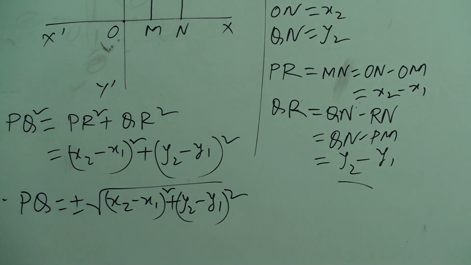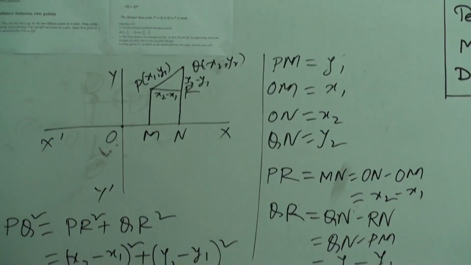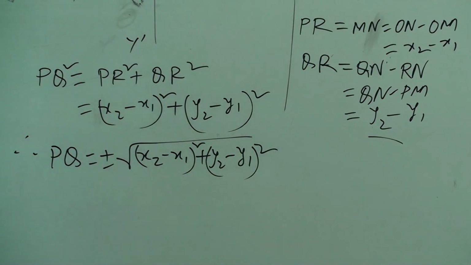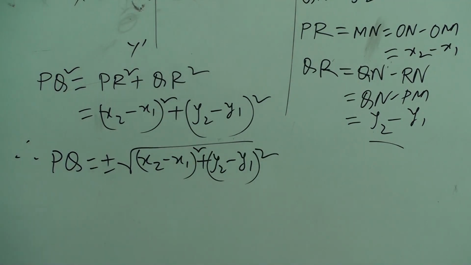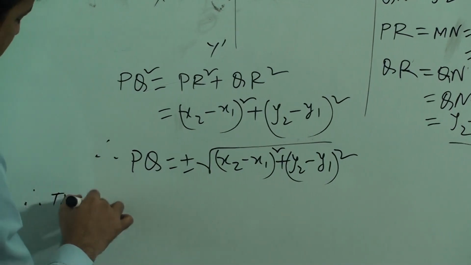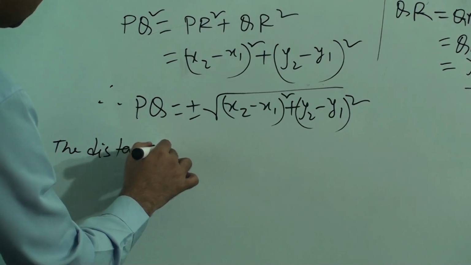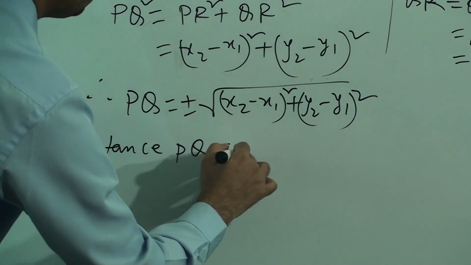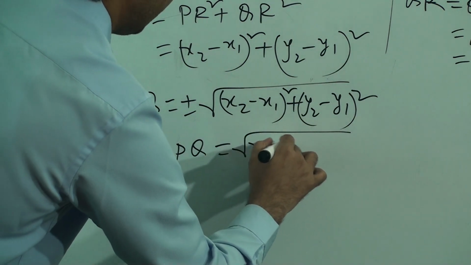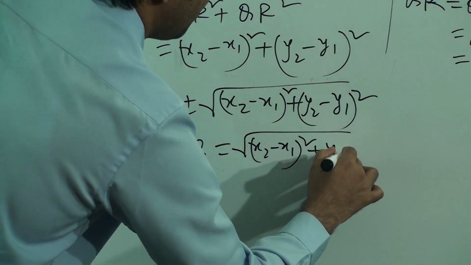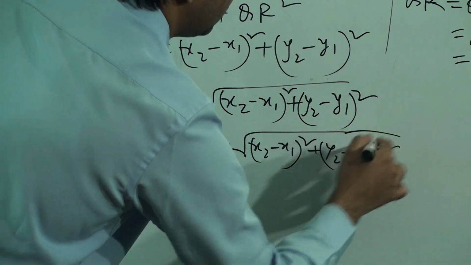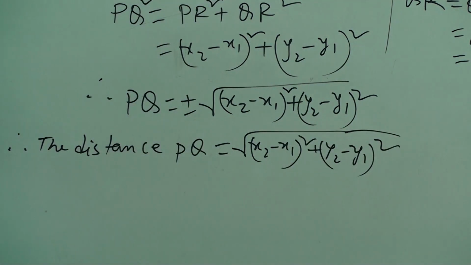Okay dear students, now if you notice here, PQ means a distance, which can never be negative. So we can say the distance of P from Q, or the distance of Q from P, is PQ. We need to consider that it must be positive. Therefore the distance PQ must be the square root of x2 minus x1 whole square plus y2 minus y1 whole square. So this is the required distance between 2 points P and Q.